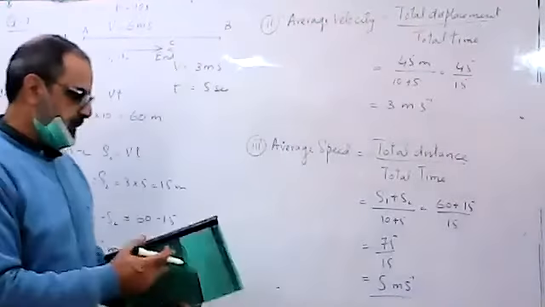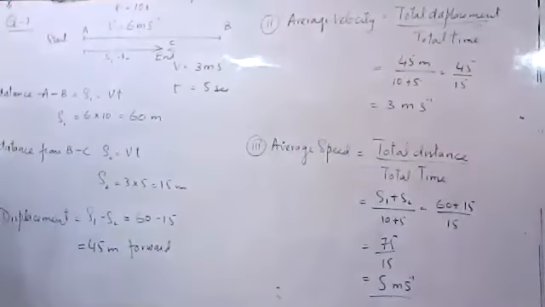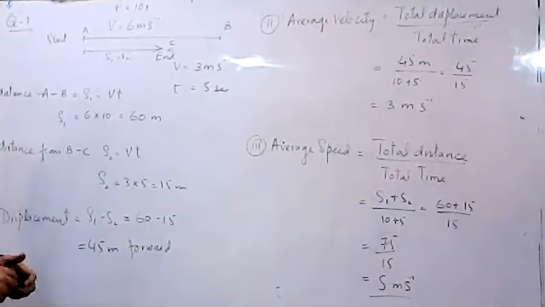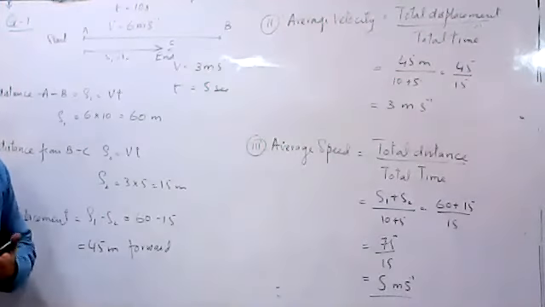So to calculate average speed, we have considered the total distance, and to calculate the average velocity, we have used the total displacement. So you have to be careful about these things. This is how we tackle the problems.